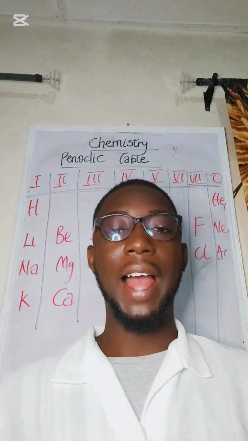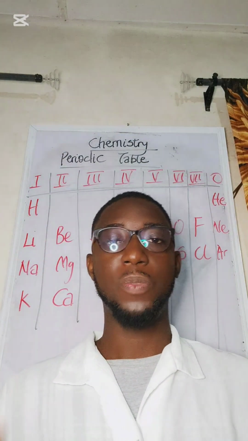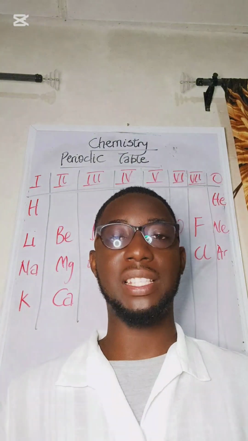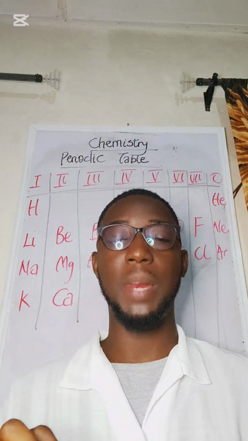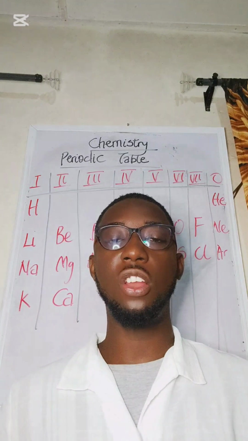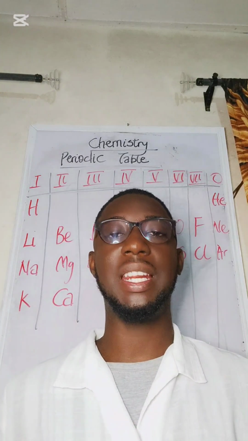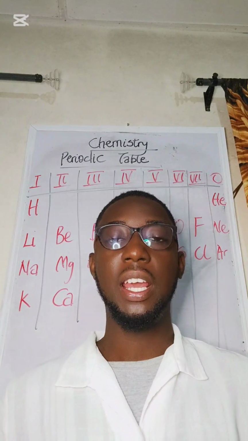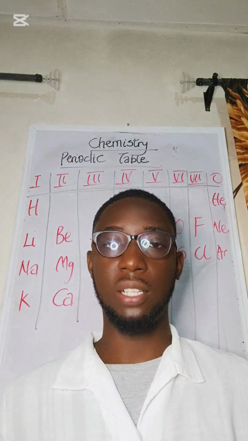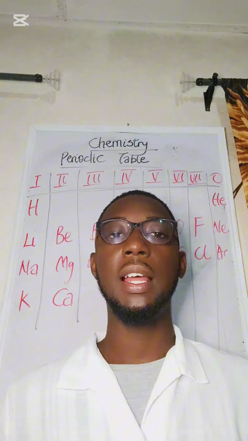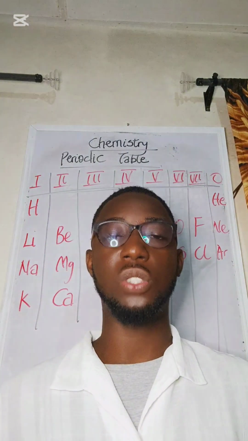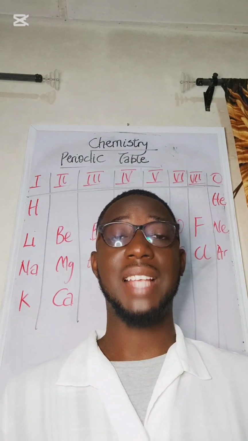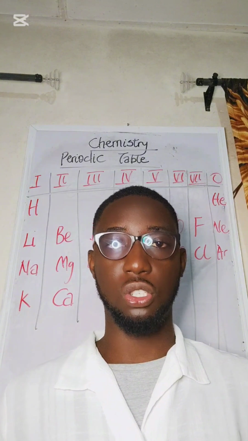We have group 0 or group 8. They are inactive gases or non-reactive gases because they have a complete octet or duplet structure. For example, helium has 2 electrons in its outermost shell. Hence, it has a complete duplet. Likewise, neon has 8 electrons in its outermost shell, so it has attained its octet structure.